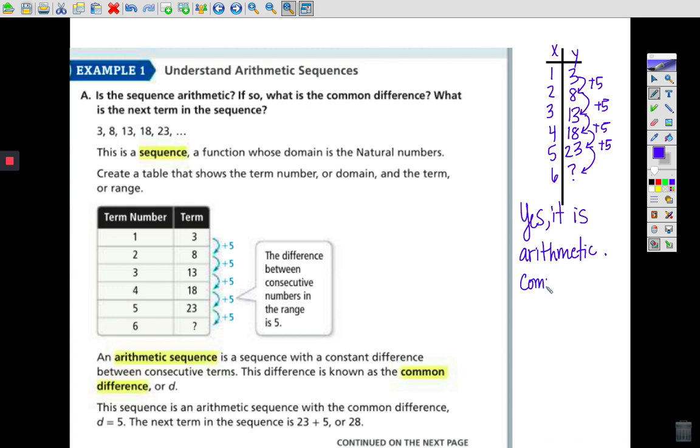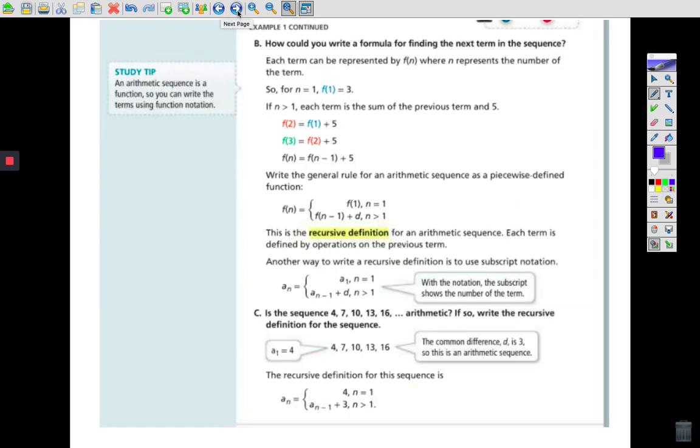Common difference. D equals 5. So that means to get the sixth term, we would say 23 plus 5 and add that together to get 28. Is everybody cool with that arithmetic sequence? All right, so example 1 is continued on our next page. So we would turn the page to page 32.